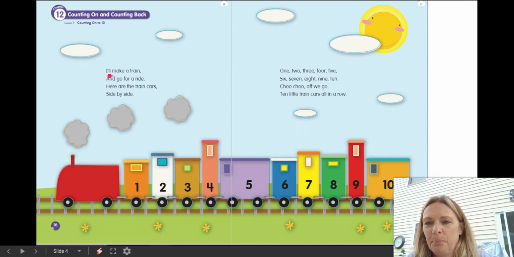And here's a little poem. I'll make a train and go for a ride. Here are the train cars side by side. One, two, three, four, five, six, seven, eight, nine, 10. Choo choo, off we go. 10 little train cars all in a row. One, two, three, four, five, six, seven, eight, nine, 10.